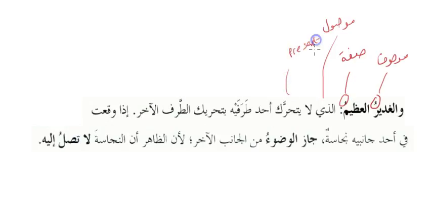Let's look at the grammar now. Right, so Ghadir, okay, this is the mawsoof. Al-Azim, this is the sifa, mawsoof and sifa. Alladhi, this is mawsool. Okay, and you know every mawsool requires a sila. So all of this, like I'll explain in a bit, will be the sila. Yataharrak, this is present tense. Ahadu, this is the fa'il. Okay, the fa'il of yataharraku.